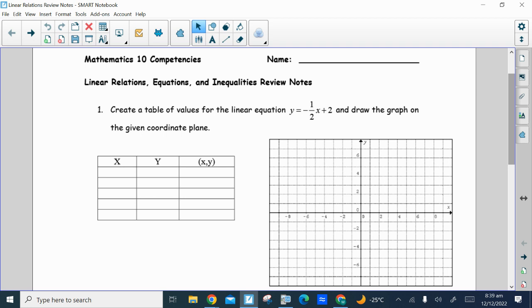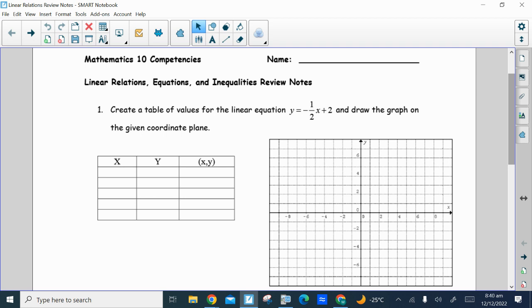And so we looked at graphing linear relations a couple different ways. And the first way was by constructing a table of values, finding points that satisfy the equation. If points satisfy an equation, they lie on the graph of that equation. And so in this case here, we've got the linear equation y equals negative 1/2 x plus 2. We're going to do a table of values and then we will graph it.